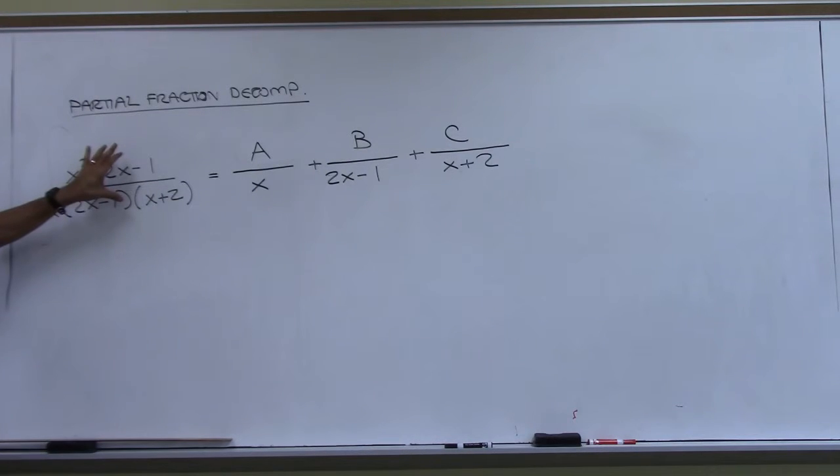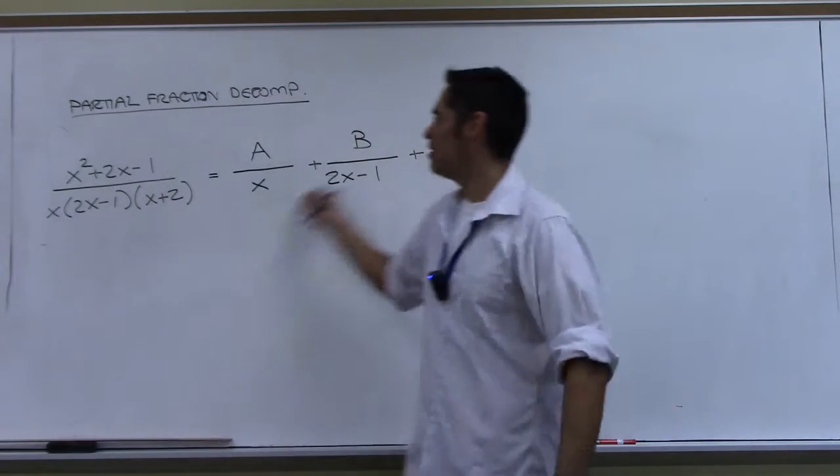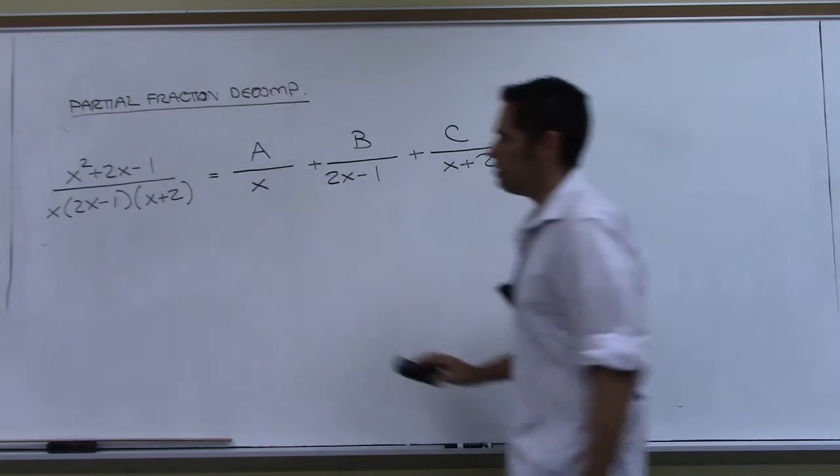Because it makes this terrible thing, this monster, become that. But that's so much easier to deal with than that is. All right, so how do we do it? How do we do the partial fraction?